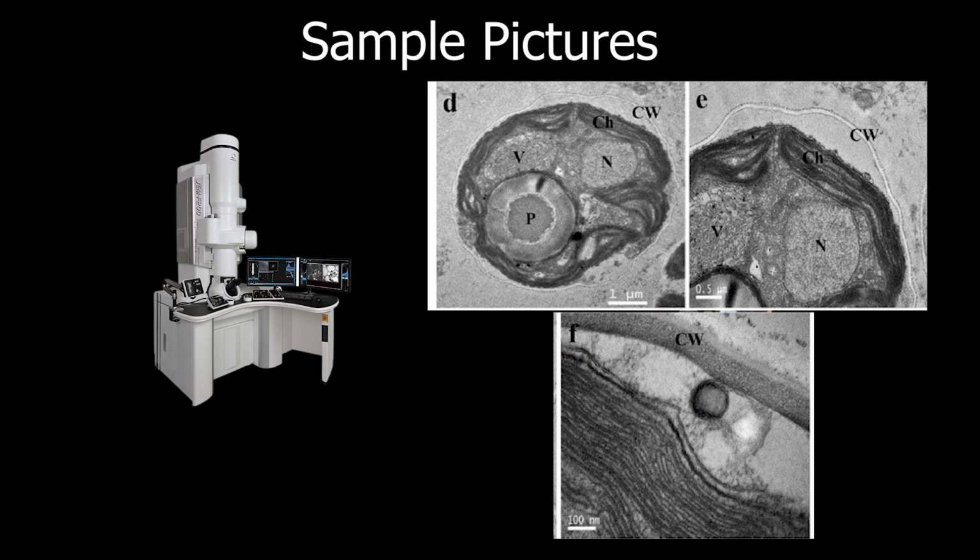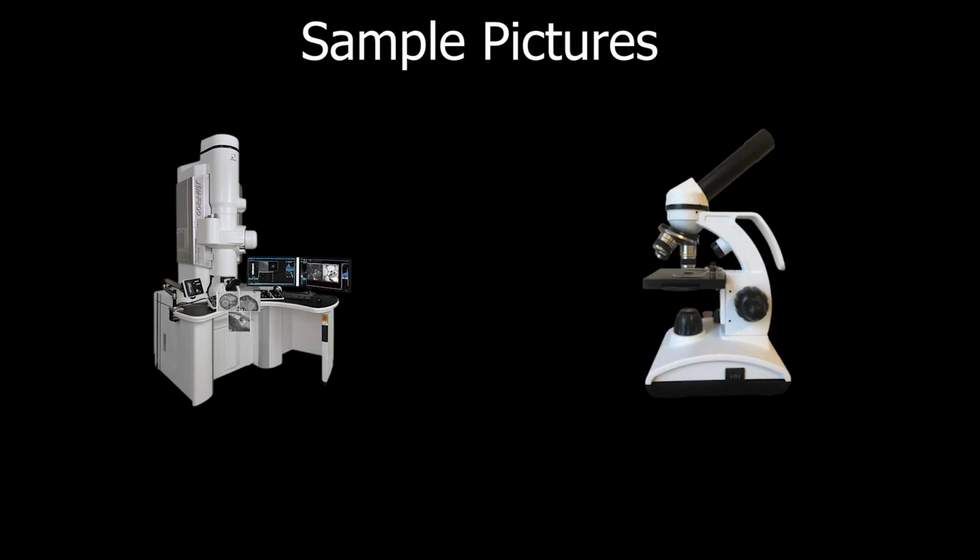From image D to F, notice how the organelles appear more defined and detailed as the scale decreases from 1 micron to half a micron to 100 nanometers. One cannot see such detail with a light microscope, but a TEM makes it possible. Remarkable, is it not?